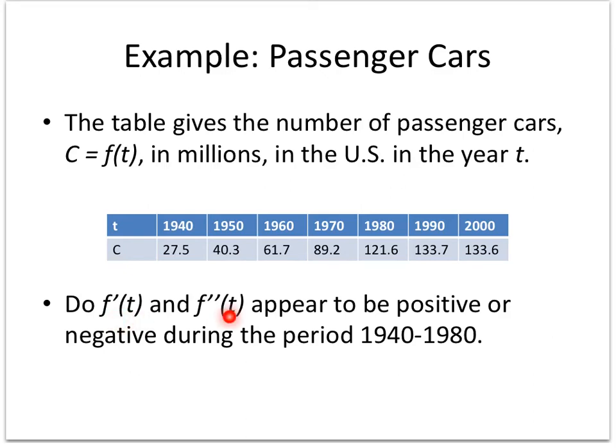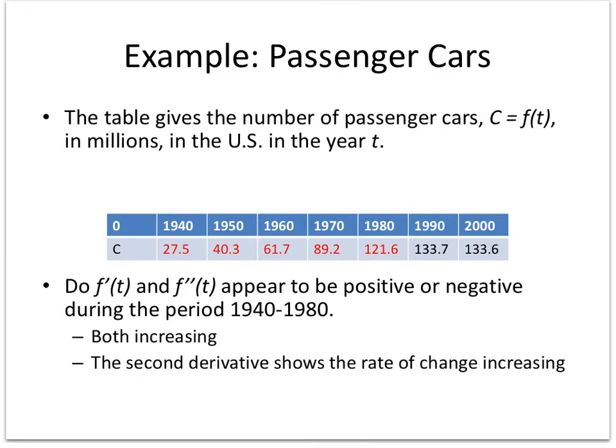The first derivative and the second derivative appear to be positive or negative from 1940 to 1980. What do you think? Let's see, the first derivative would be positive. It's increasing, makes sense to me. The second derivative is negative because it's going concave down. See how it's slowing down though? Check it out, because 133.7, 133.6.